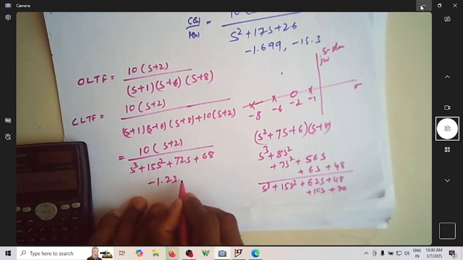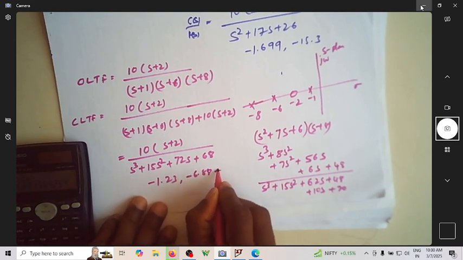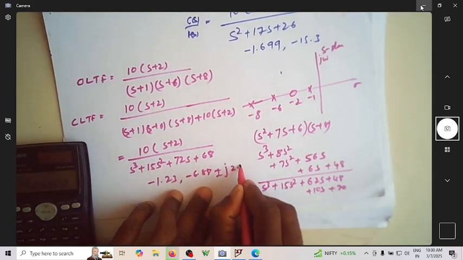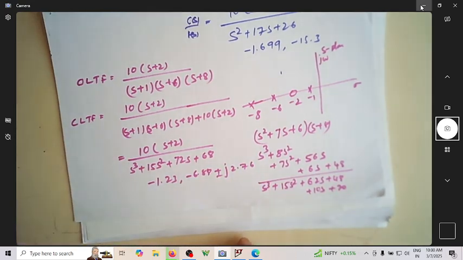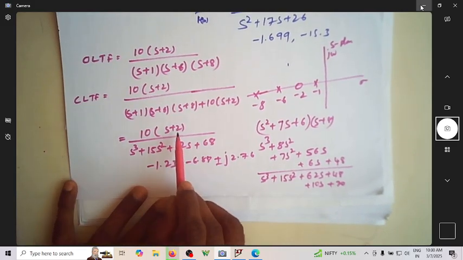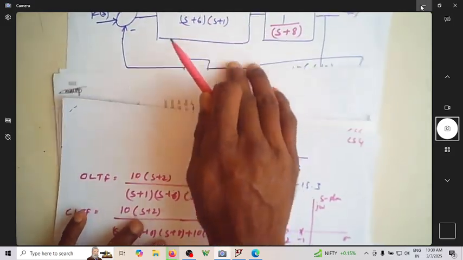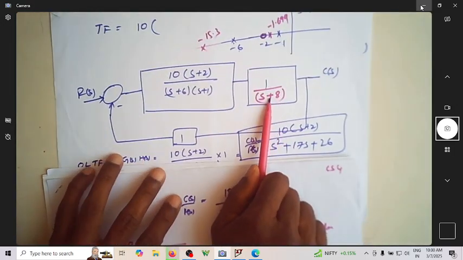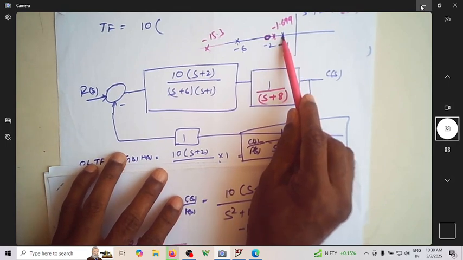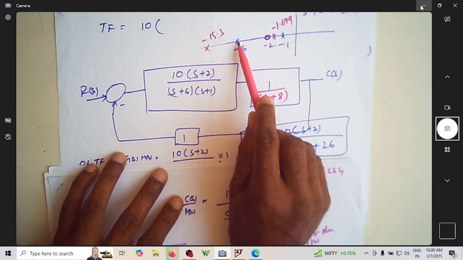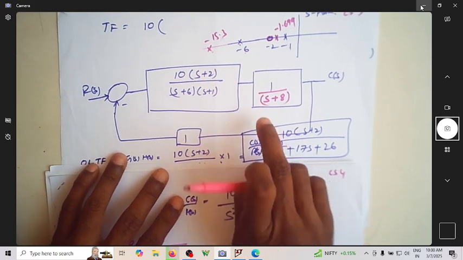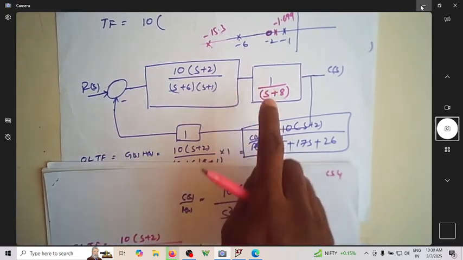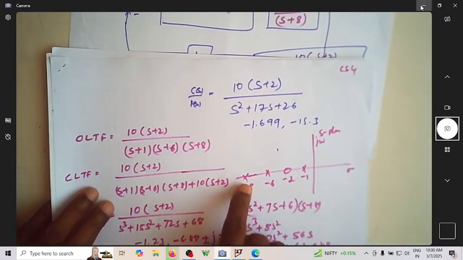It is now minus 6.88 plus or minus j 2.76. Fine. So now when I add one extra pole to this system, when this was not there, the pole which was there at minus 1 has moved to this, and this pole which was there at minus 6 has moved here. When I close the loop without this, now I have added a pole. So when I add a pole, that added pole has come here.